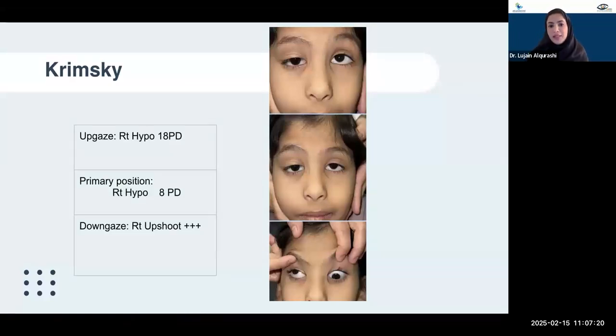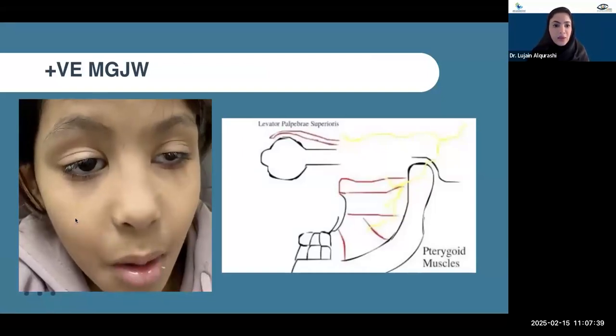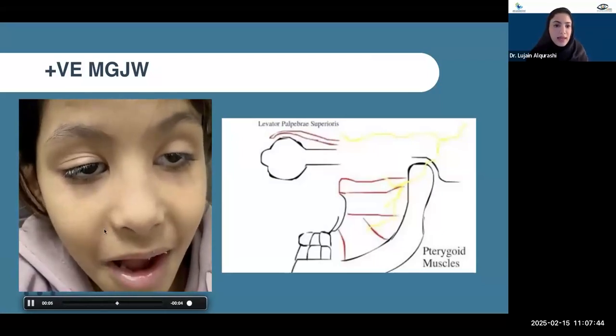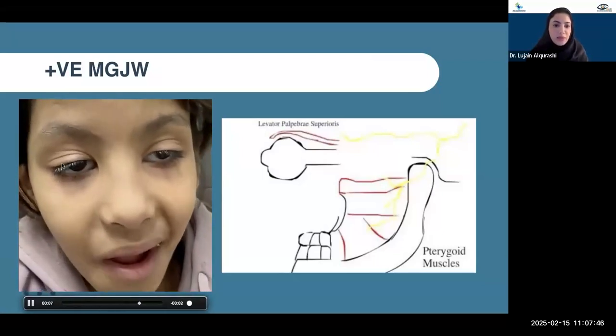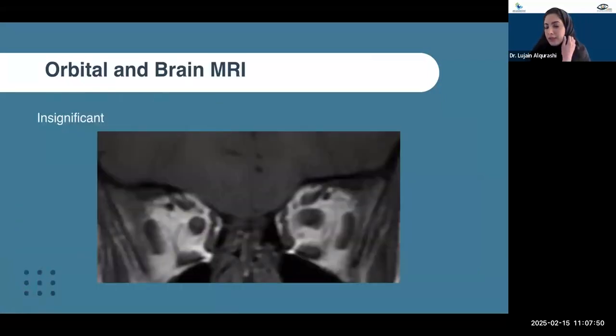Her measurements by Krimsky: she had a small hypo in primary position. She had a right hypotropia of 8. When she tries to look up, the hypotropia increased to 18. And in down gaze, as you see, there is this huge upshoot. We also noticed that she has Marcus Gunn jaw-winking phenomenon. So when she's moving her jaw side to side, there is an aberrant movement of the upper eyelid. And that's important to mention.